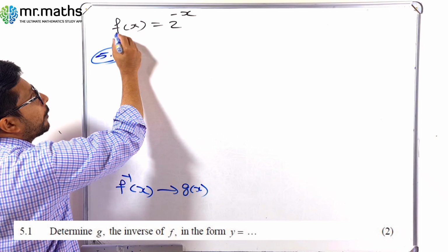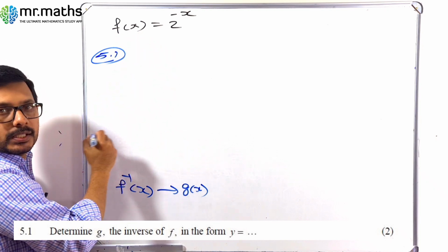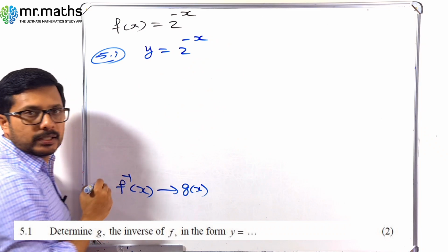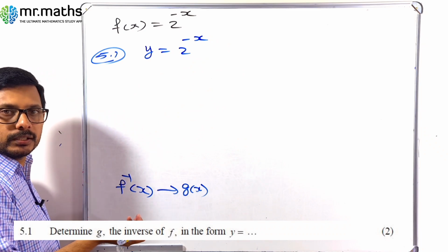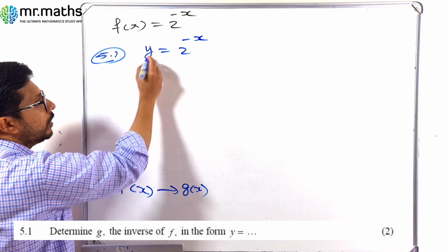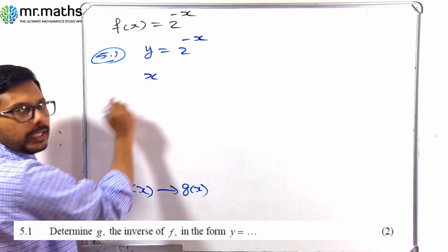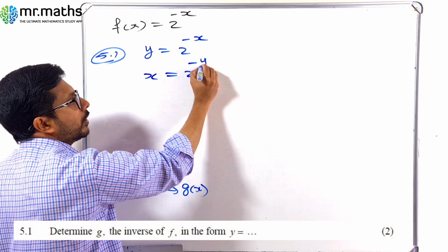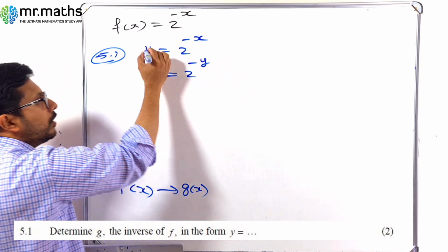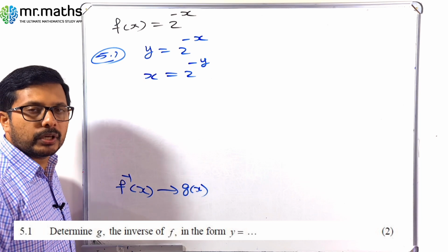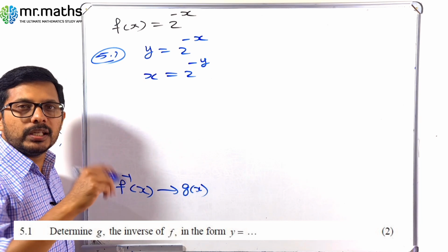First, f of x is the same as y. Y is equal to 2 raised to minus x. To find the inverse, you have to swap x and y. So this y becomes x, and this x becomes y. But you can't leave the answer like this. Standard form is y is equal to.